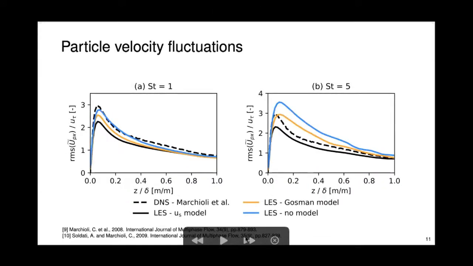And finally, we compared the fluctuations in the particle velocity. You can see that at Stokes number 1, all the LES results are qualitatively the same, but just with varying magnitude, although in this case, ours is the worst performing. Then for Stokes number 5, we begin to see some discrepancies, particularly with no dispersion model, and there is quite a significant error in this intermediate part of the channel.